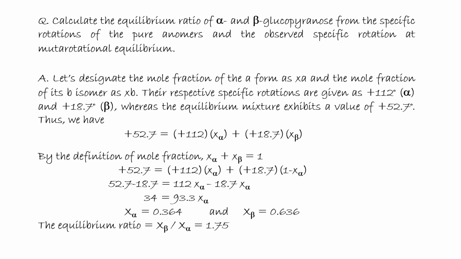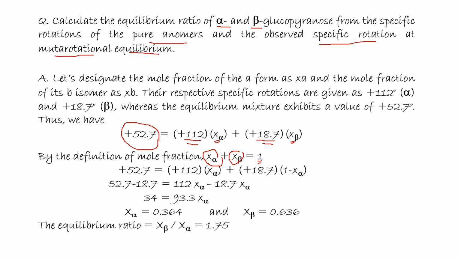Calculate the equilibrium ratio of alpha and beta glucopyranose from the specific rotations of the pure anomers and the observed specific rotation at mutarotational equilibrium. Well, at equilibrium we have a specific rotation of plus 52.7. For pure alpha we have plus 112. For the mole fraction we have in the media X alpha, plus the specific rotation of the mole fraction X beta, which is plus 18.7. And we know that the mole fractions of alpha and beta, the sum of them, should be 1.